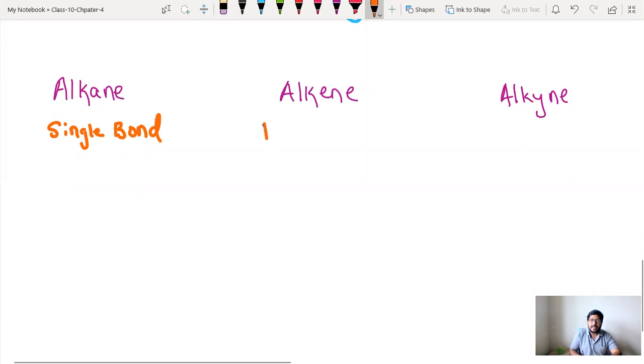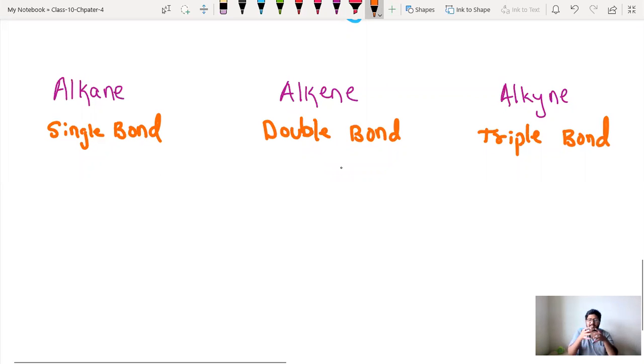Alkene means at least one double bond, minimum one double bond should be present between carbons. All those double bonded homologous series are known as the alkene category. Alkyne means at least one triple bond should be present between carbons.